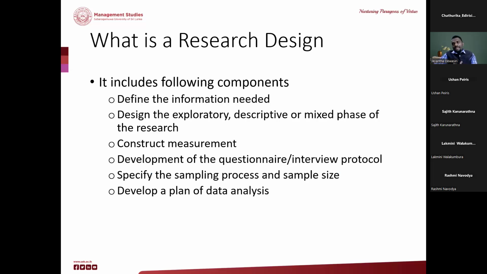Research design basically consists of many components. It will highlight what sort of information is needed. It can be secondary data or primary data. If it is primary data, it can be through observations, qualitative interviews, or survey data. Likewise, it will specify the information needed. It can be quantitative data or qualitative information, primary data or secondary data.